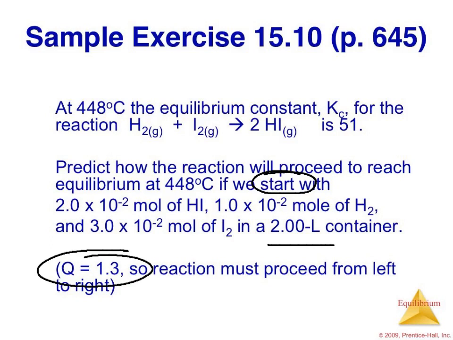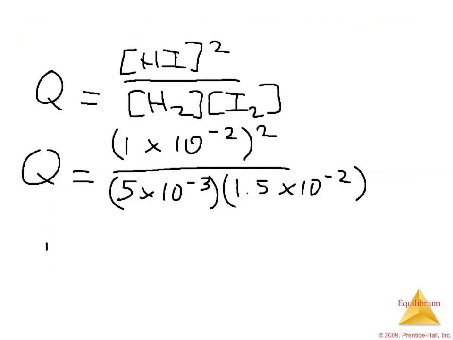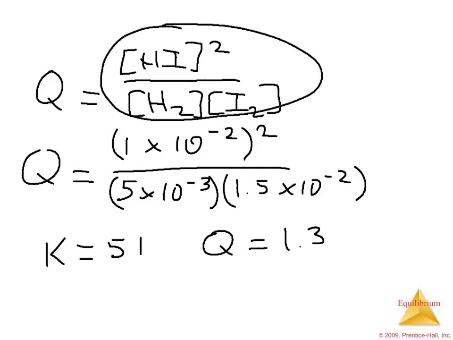Alright, so now we have to figure out what that means, what that's telling us. They told us that our K is equal to 51. If our Q is equal to 1.3, that's obviously a lot lower than our equilibrium value. Okay, so again, just thinking about what this means. This needs to get bigger, essentially, in order to reach equilibrium. Well, the way we're going to make it bigger is if the HI concentration increases and the H2 and I2 concentration decrease. Alright, so you can kind of think about it in those terms.